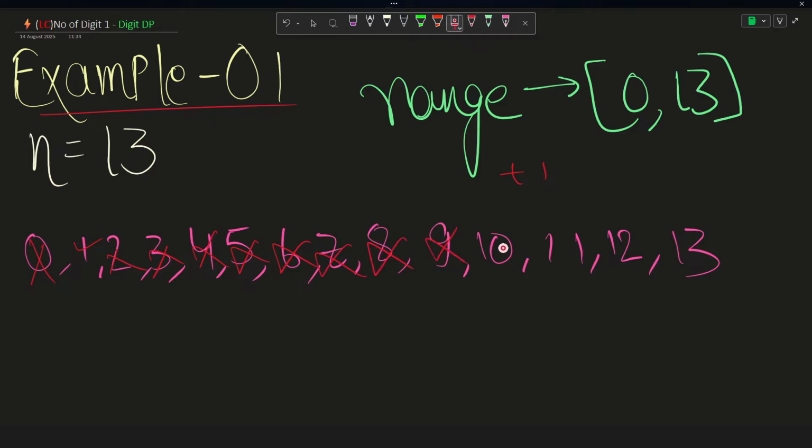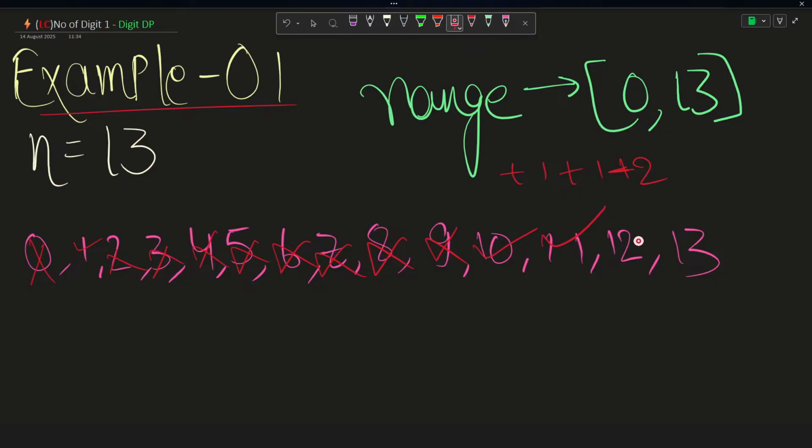But as soon as you reach 10, there is one digit with a value of 1, so it will again contribute +1 to our answer. If we move forward, we reach 11, and in the integer 11 there are 2 digits having a value of 1, so +2. And again if we move forward, this is done.